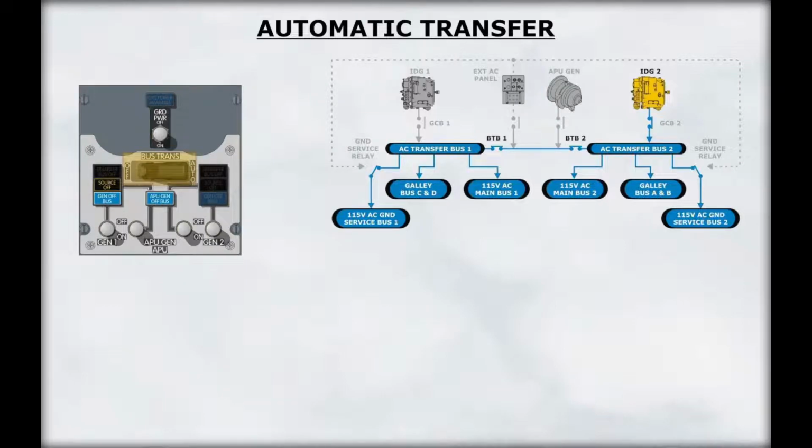With the bus transfer switch in the auto position, a bus transfer relay automatically connects an unpowered transfer bus to an operating AC power source. The powered transfer bus now supplies both transfer buses. The transfer buses can be powered by any operating generator or the GPU. Click on the bus transfer switch to place it in the off position.